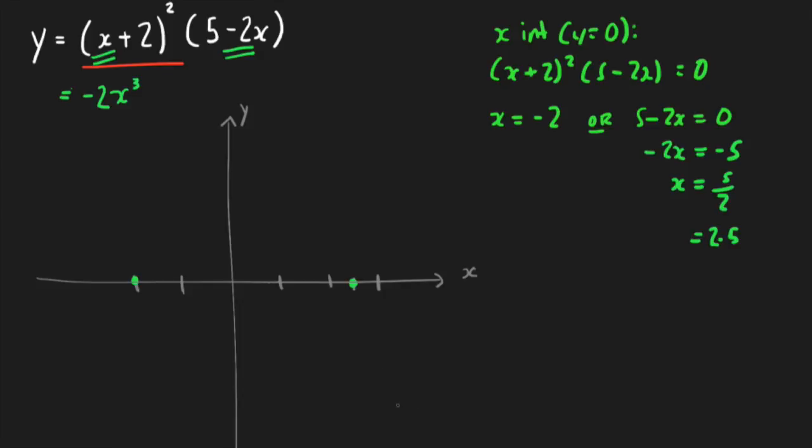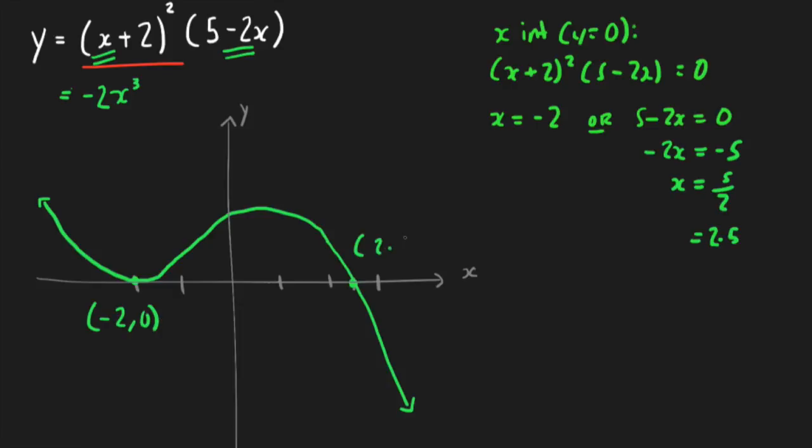So I'm going to draw this part going down here, and I know that this now has to be a local minimum, or a minimum turning point. Okay, it's not the best drawing, could have smoothened it out a bit, but that's okay. This point is -2, 0. This point is 2.5, 0. Okay, and you also need to label this y-intercept here, but I'm not going to do it. I'm going to move on to the next example.